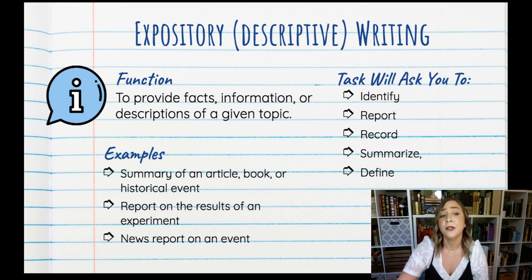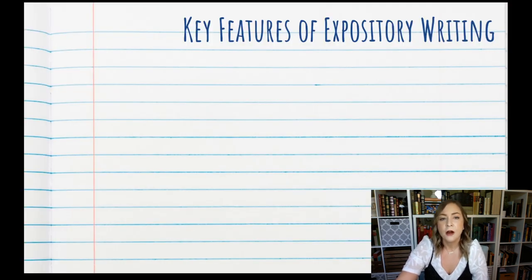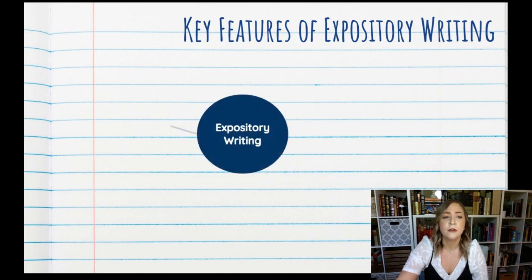All right, guys, so now that we know the function and we've seen a couple examples, what I want to do is look at the key features. So what really makes up expository writing? What should it sound like? And how should it be organized? All right, guys, so the first thing we're going to look at is tone. How should this kind of writing sound? And how should it be set up?